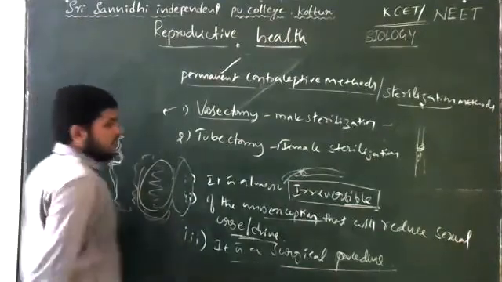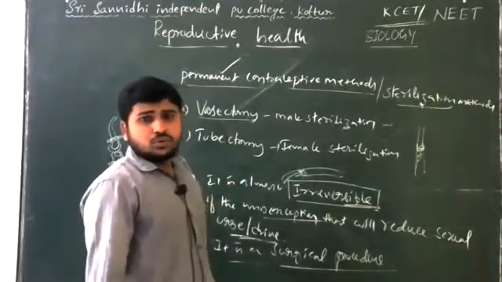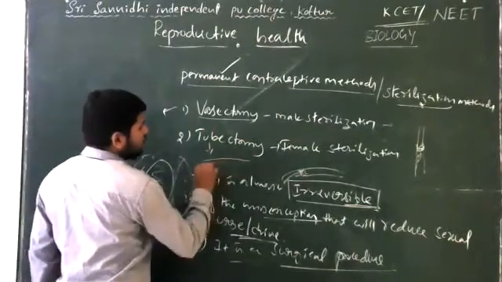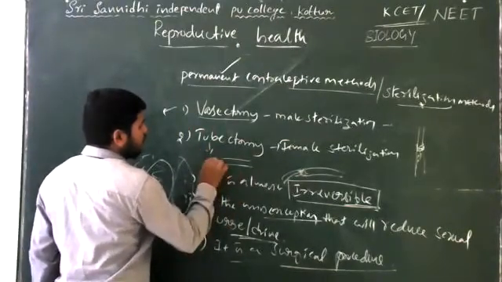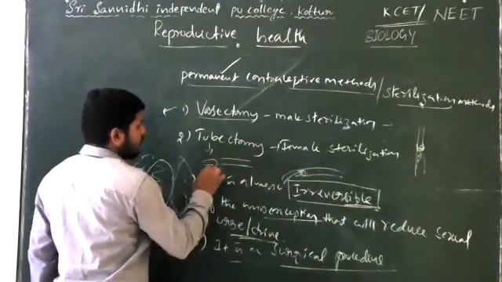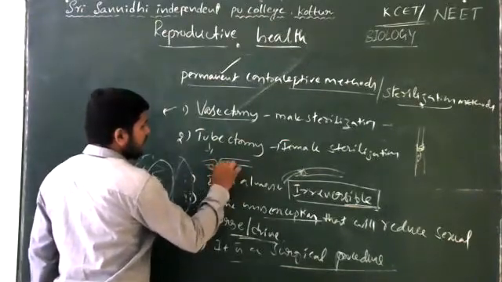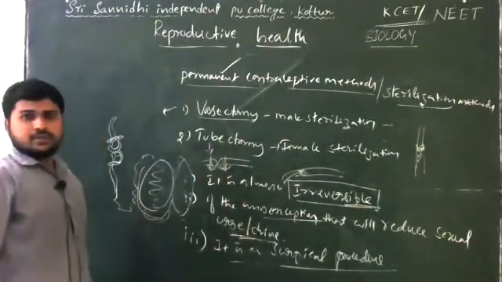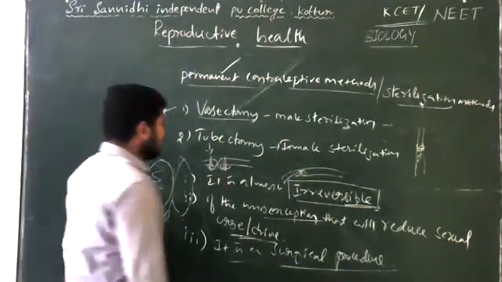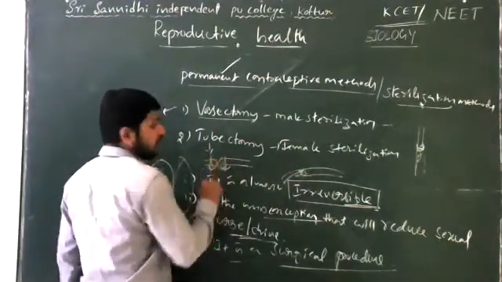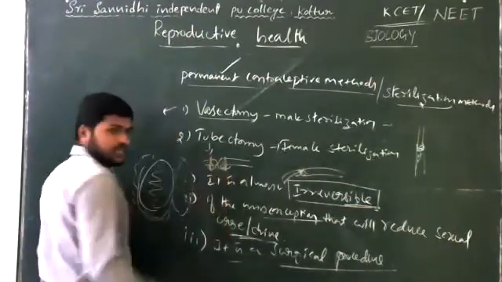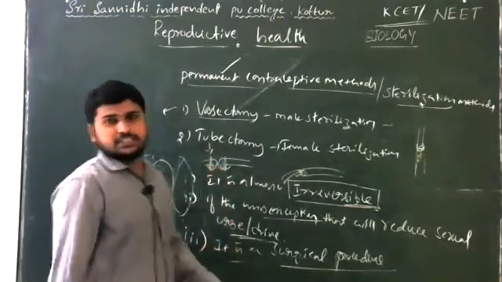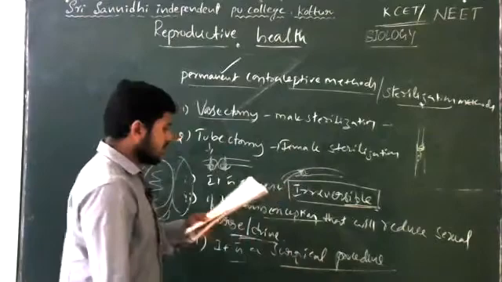In case of tubectomy, a small portion of the fallopian tube is cut and retied, through a small incision, either through the umbilicus or directly at the uterus portion, right? That's why these are surgical procedures. Permanent contraceptives are surgical procedures.